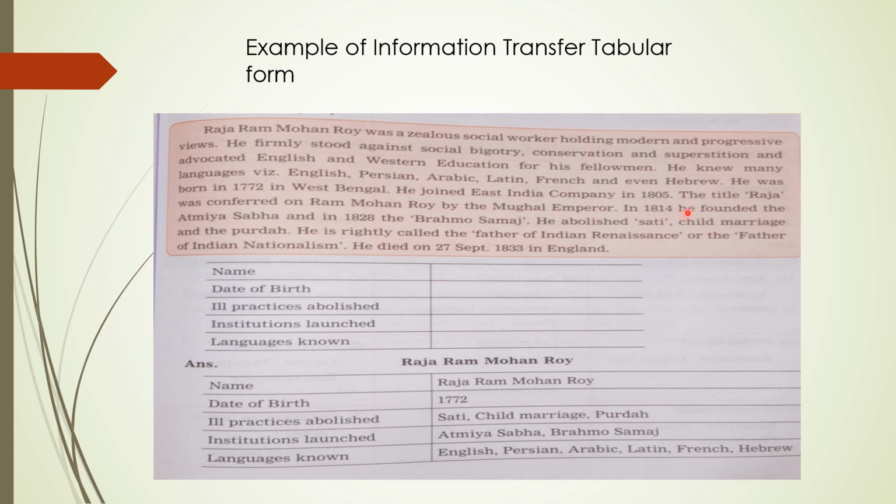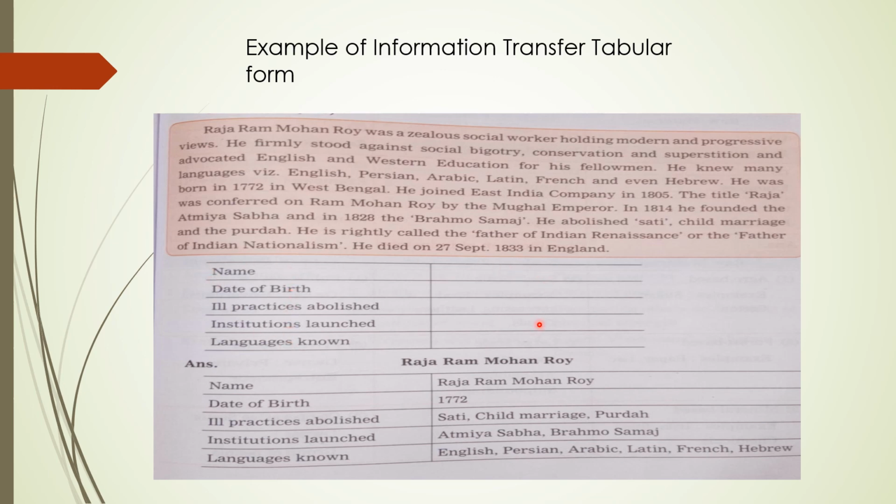In 1814, he founded the Atmiya Sabha and in 1828 the Brahmo Samaj. He abolished sati, child marriage and the parda. He is rightly called the father of Indian Renaissance or the father of Indian nationalism. He died on 27th September 1833 in England. So this is a paragraph and you have to transfer this paragraph into the form of a table. So it is verbal to non-verbal.